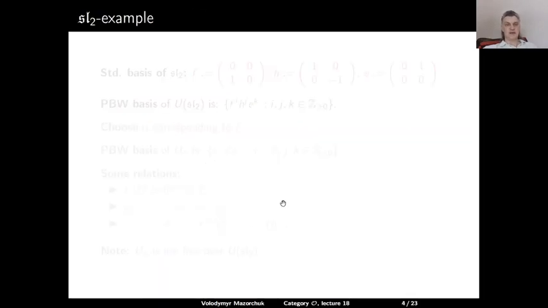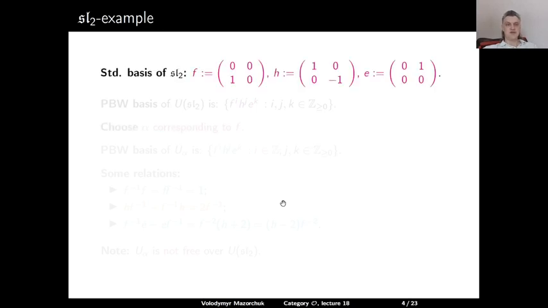So here is an easy sl2 example. If you consider the Lie algebra sl2, it has a standard basis given by the lower triangular matrix f, diagonal matrix h, and the upper triangular matrix e. So the universal enveloping algebra of sl2 has a PBW basis consisting of all standard monomials of the form f to the power i, h to the power j, e to the power k. So the product of these elements where i, j, and k are non-negative integers.